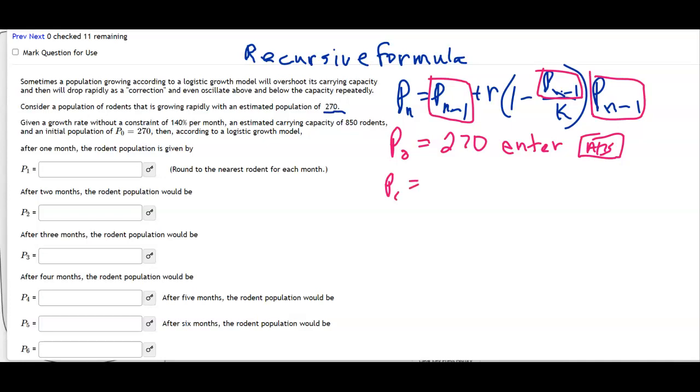Since 270 will already be the answer in the calculator, we'll put that as the answer, plus the growth rate, which was 140%. As a decimal, that's 1.4. And we'll get 1 minus, and then we'll put the answer, that is again going to be 270, over the carrying capacity, in this case 850, times the answer again. And that's wherever p sub n minus 1 occurs. So let's go ahead and go to the calculator and try that.